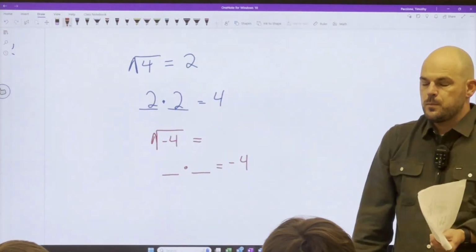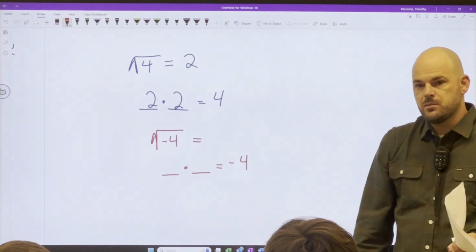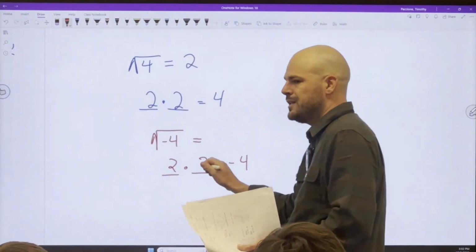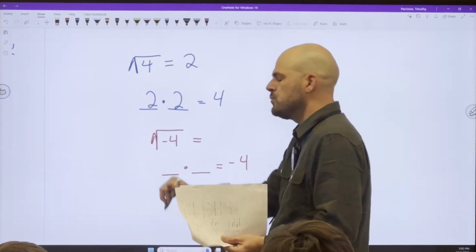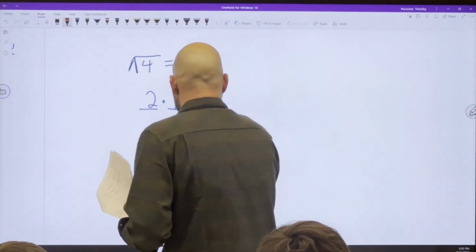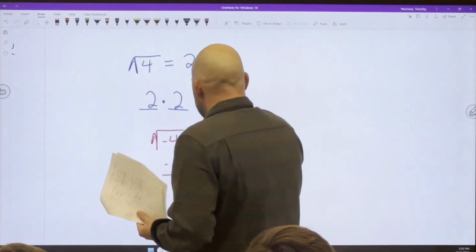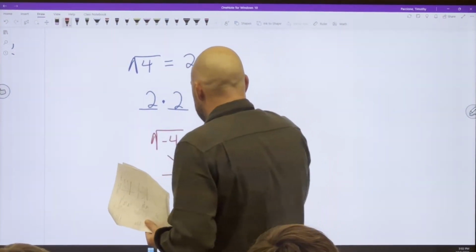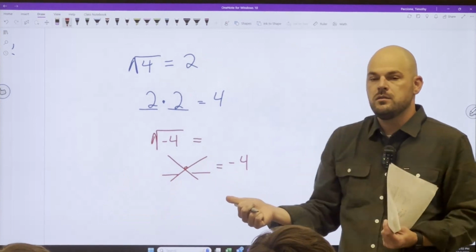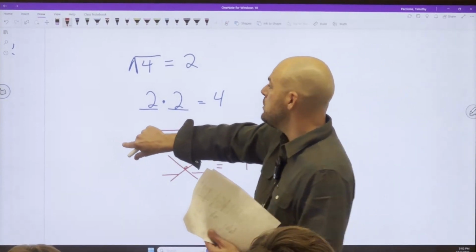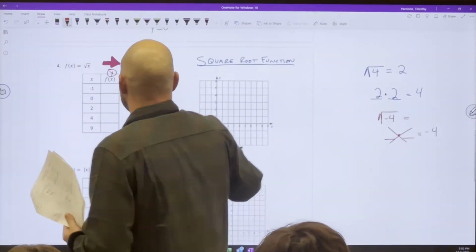Impossible, because it's a negative times a negative. It's not possible. Think about what our options are. Well, 2 times 2, that's positive 4. But let's try -2 times -2. That's also positive 4, right? It turns out this can't be done. You can't multiply something by itself and get a negative. So, what have we learned about square roots?